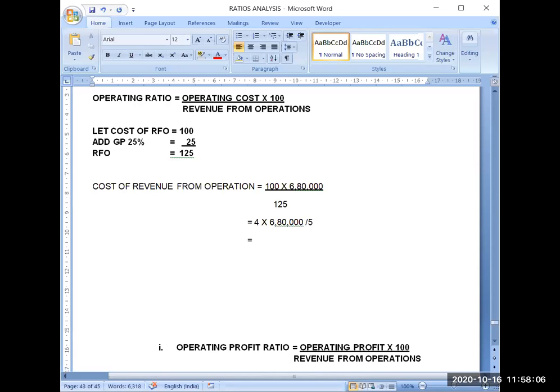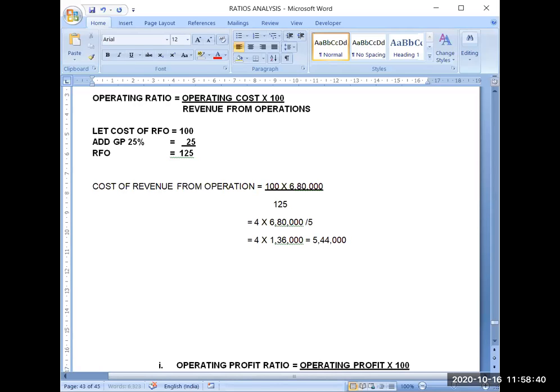Now if I divide 6,80,000 by 5, 5 ones are 5, 18, 5 threes are 15, it will become 1,36,000. So 4 multiplied by 1,36,000. And if I multiply it, it will come 4 lakh, then 1,20,000, 5,20,000, 5,44,000. So my cost of revenue from operation is 5,44,000.